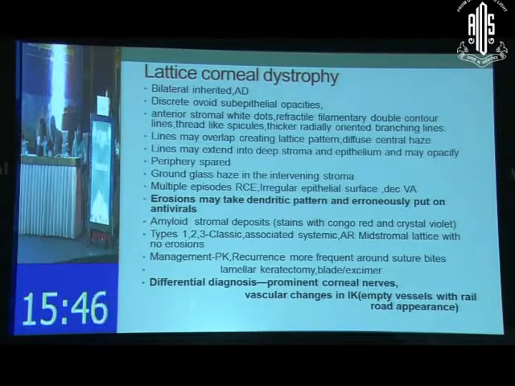Then another important stromal dystrophy is lattice, which is bilateral and autosomal dominant. You get discrete ovoid subepithelial opacities, and then there are multiple lines which are seen.